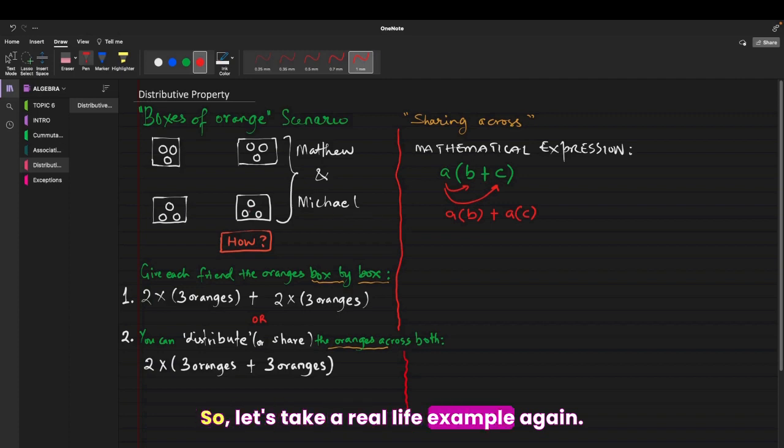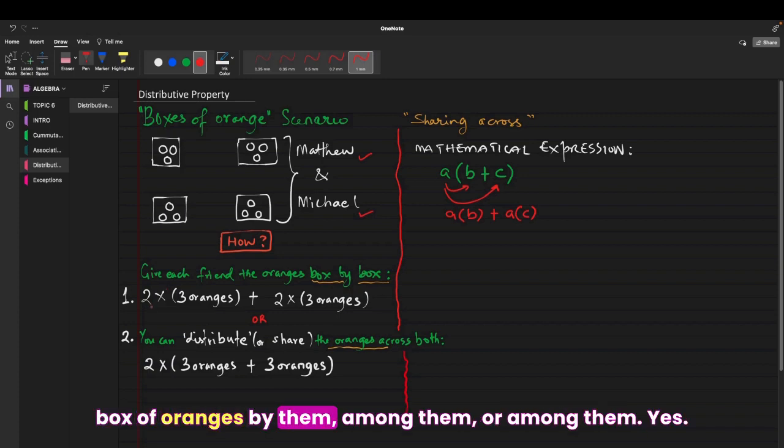So let's take a real life example again. Let's look at the box of orange scenario. Let's assume you have a box that has 3 oranges, and there are 3 other similar boxes with the exact same number of oranges. There are 2 ways by which we can divide this amongst 2 friends, say for example Matthew and Michael. So let's assume again Matthew and Michael are my friends.